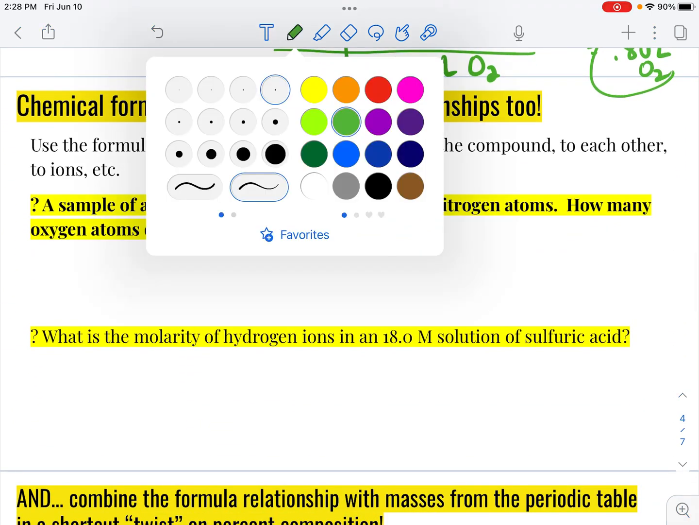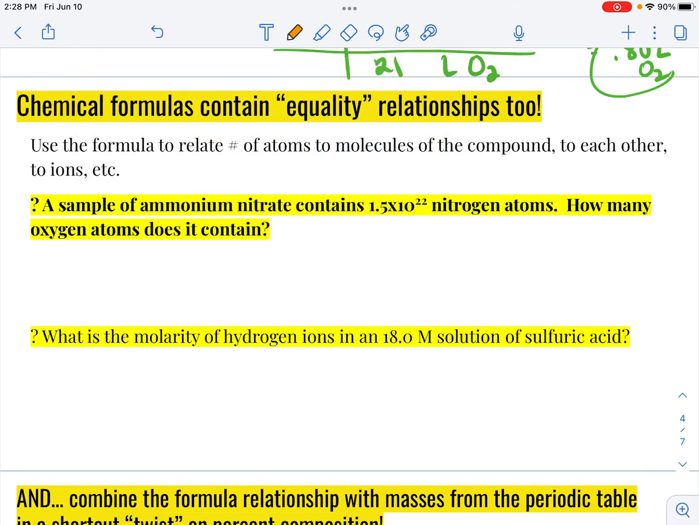Something new for a lot of you is how chemical formulas can contain equalities as well. So we can use the formula to relate the number of atoms to the molecules of the compound. We can use the grams relationship, almost like a percent by mass kind of grams relationship of the atoms, etc. So I'm going to show you a couple different ways to do this as we're going. So we'll start with just the atoms to the molecules, or the atoms to each other, or the ions to each other in the formula.